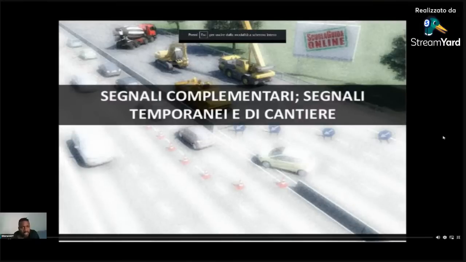So, segnali complementari, segnali temporanei e di cantiere, which is complementary signs and temporary signs that are also being used in the working areas. That is where they are working on the road.